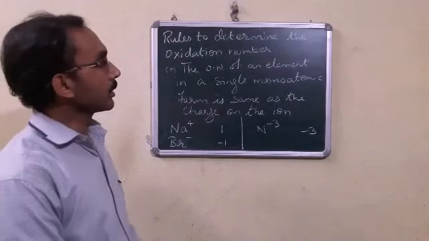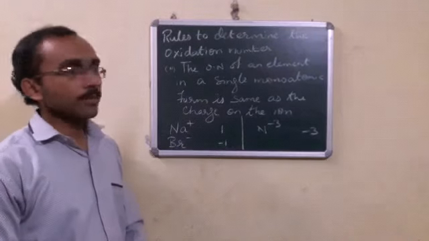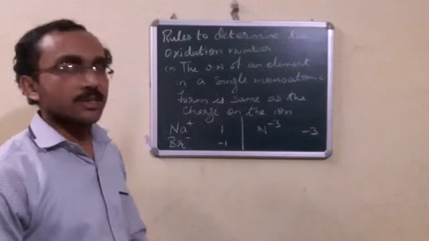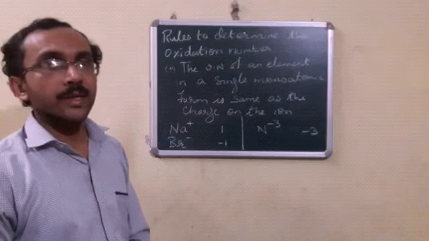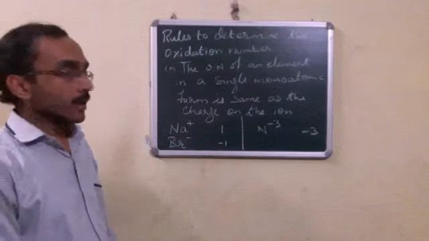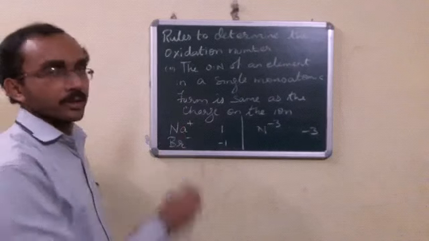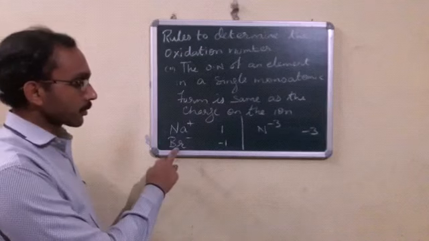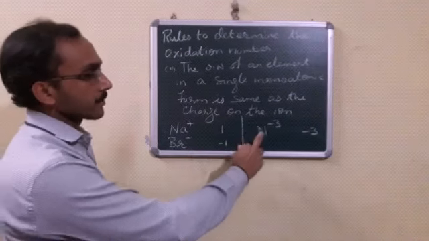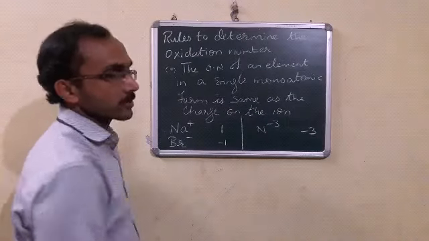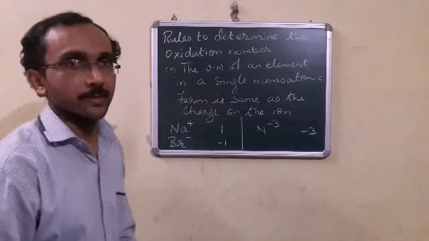Now see the second rule. The oxidation number of an element in a single monoatomic ion is the same as the charge on the ion. It means in case of sodium, it has a +1 charge, so the oxidation number of sodium will be +1. Similarly for bromide it is -1. Similarly for the nitride ion, it has a charge of -3. That means the oxidation state will be -3.